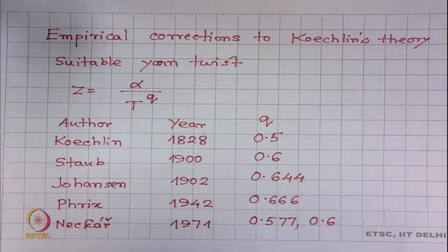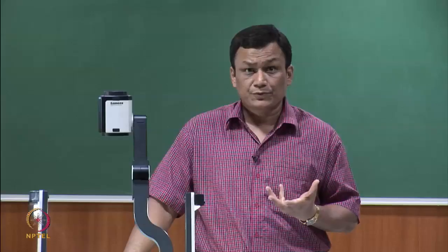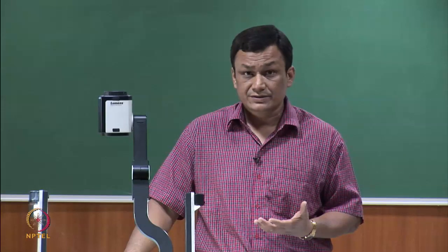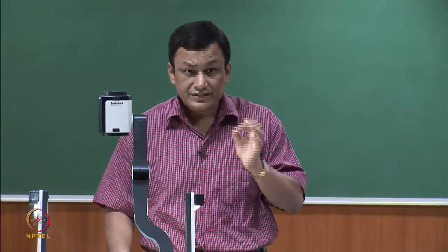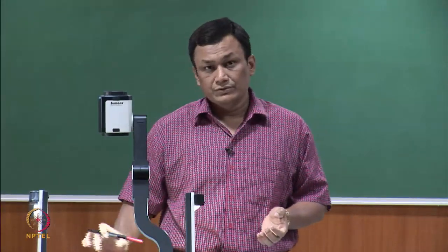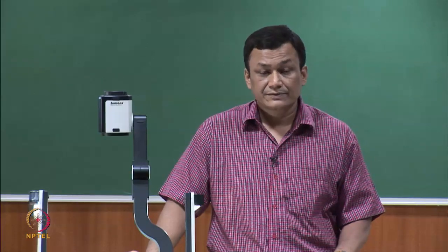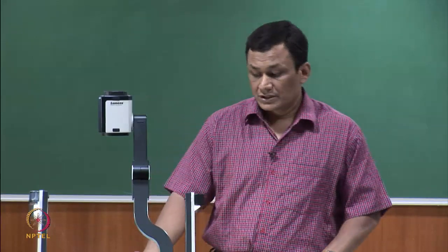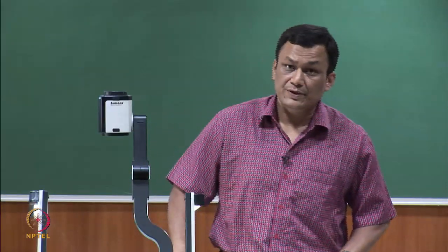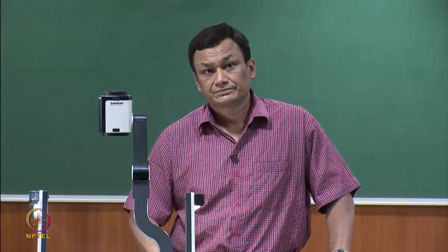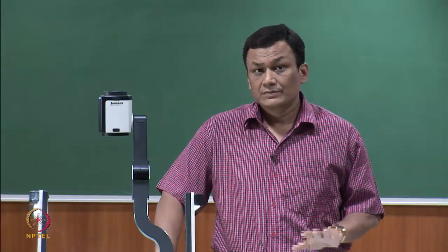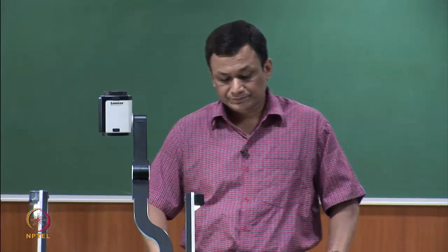So, what we see is that there are 2 trends. The first trend is different researchers proposed empirical corrections to Coquelin's theory. So, the value of q is different according to different researchers. Second, which is interesting, all the values of q, if you look at them, you will see that all the values are greater than or equal to 0.5. Not a single value till date proposed by any researcher falls below 0.5. So, they are higher than 0.5, or else Coquelin proposed it is equal to 0.5. So, this is a very interesting trend.